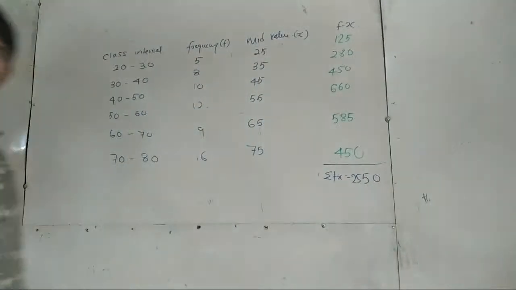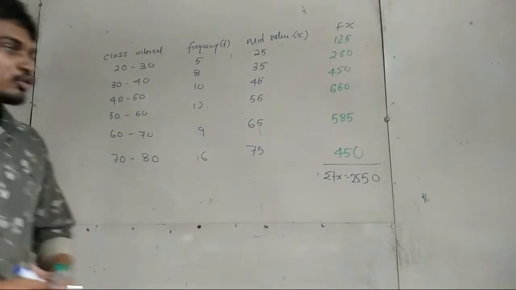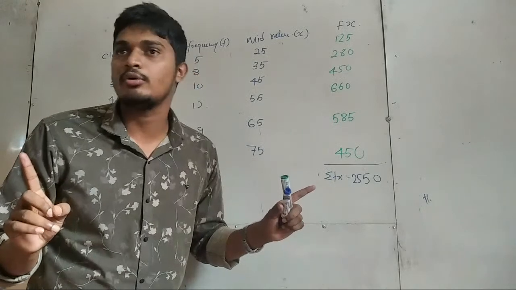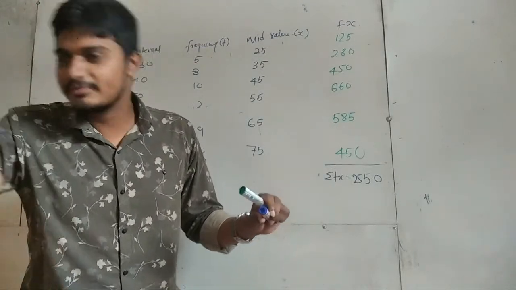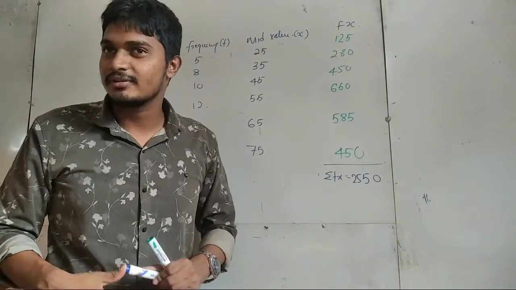So altogether, how many sports equipments are there? 2550. So is this the exact amount of sports equipments you have? No. This is kind of a nice approximation. Understand what I am saying? It may be a little less or a little more. Understand? Yeah, good.